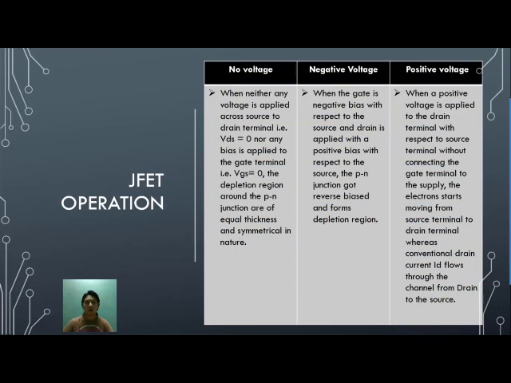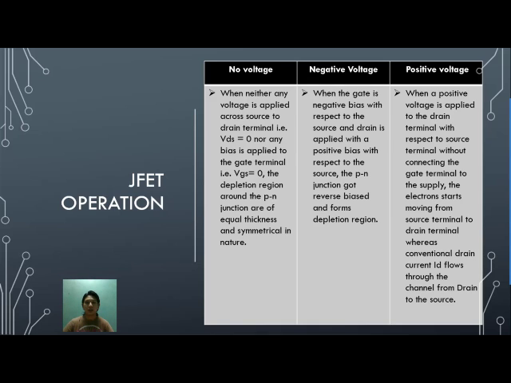And now we're going to talk about the JFET operation. JFET will operate under three conditions. The first one is no voltage. When neither any voltage is applied across the source to drain terminals, nor any bias is applied to the gate terminal, the depletion region around the P-N junction is of equal thickness and symmetrical in nature.